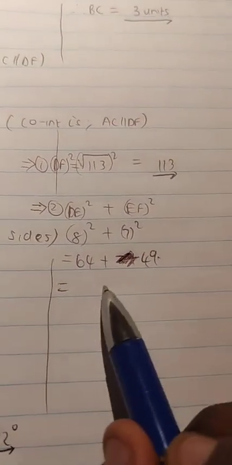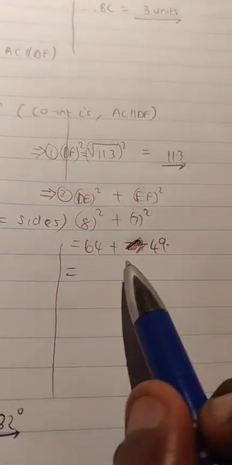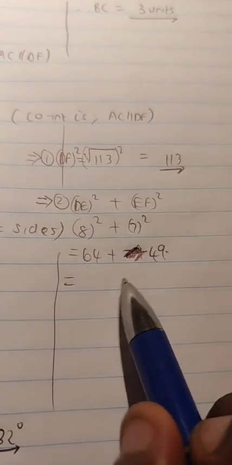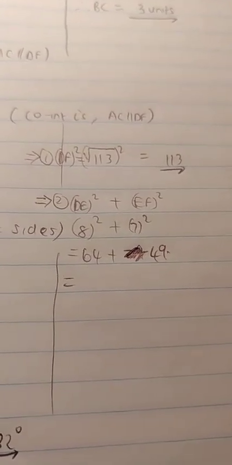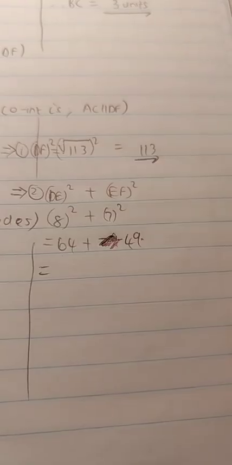64 plus 49, guys, what does that give me? I want to check, does it give me 113? If it gives me 113, then checkmate. What's 64 plus 49, guys?